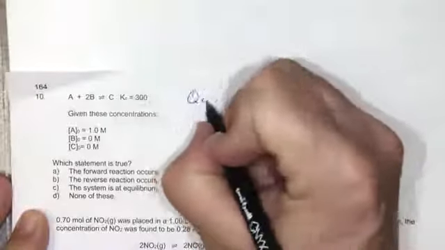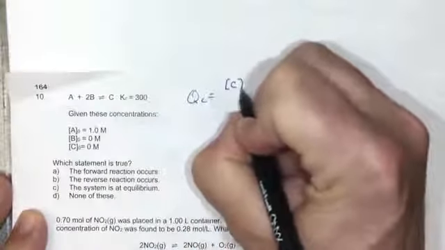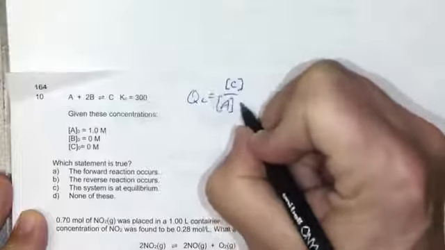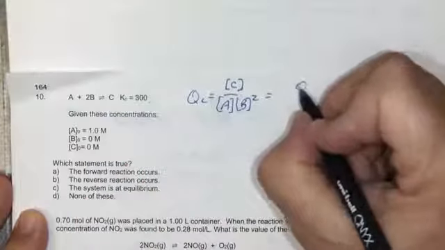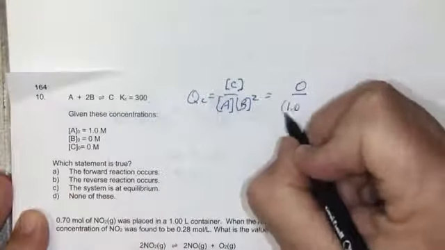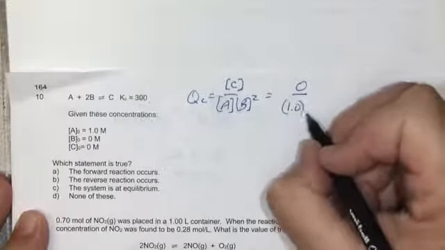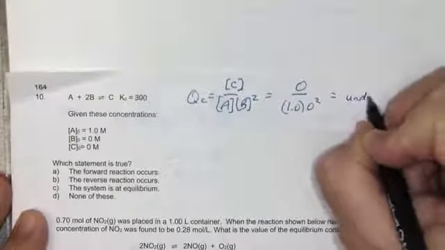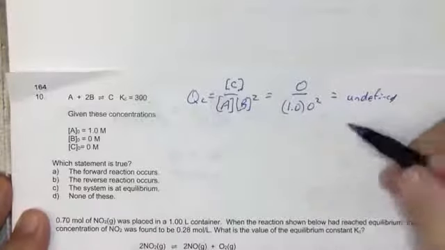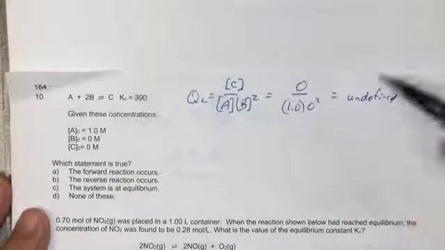Okay. In the next question, what if you have this as the initial concentration? So let's write Q again. Now remember that QC is equal to products over reactants. It's the concentration of C divided by the concentration of A and the concentration of B squared. And if I plug these values in, C is 0, divided by A is 1, and B is 0 squared. Okay. Now this again is undefined. But taking the limit does not help us in this case.